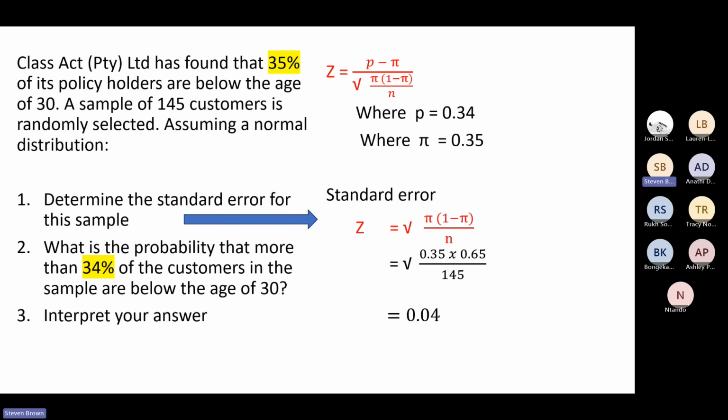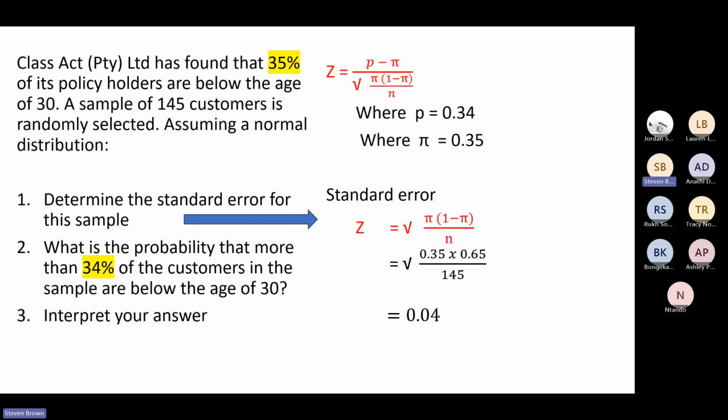Now we've got a whole bunch of things we can stick into it. We know that pi is what they've given you, and it's been made into a decimal. So 0.35, open bracket, 1 minus 0.35, close bracket, exactly like you've got in the formula, divided by the size of the sample, 145. Do the calc on your calculator, you get 0.04. Now you've got the bottom bit of the formula. That's the standard error. And the standard error is the number of errors from the mean. We don't need to worry too much about that. We need to get the numbers right.